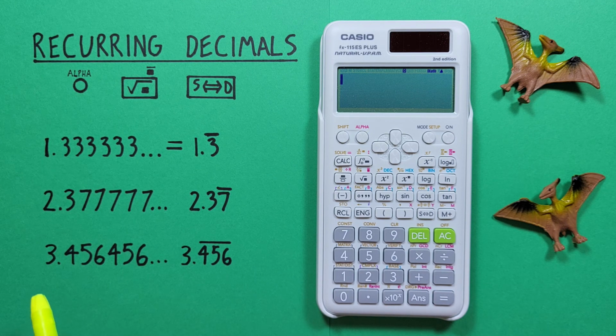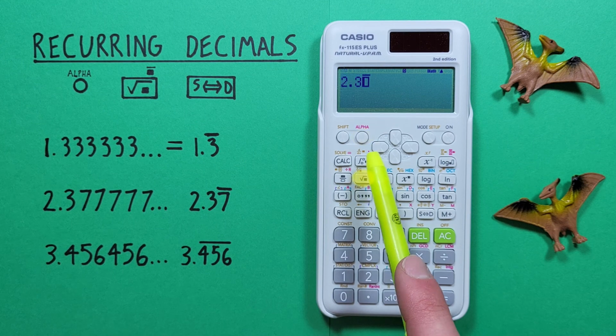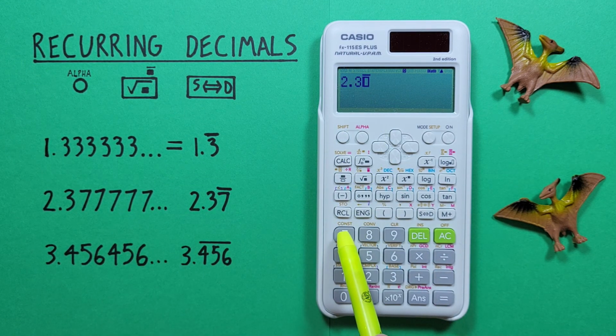Another example, if we have something like 2.3777, etc., with 7 recurring, we can enter it the same way. So we go 2.3, and then alpha, root key, there's our box, and then we enter the 7 because that's what's recurring, and press equals.